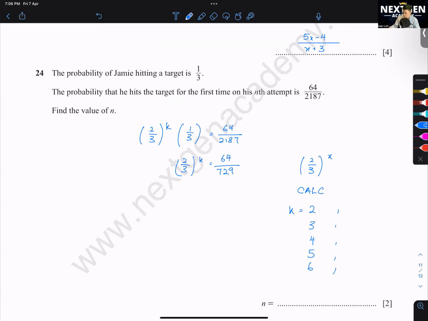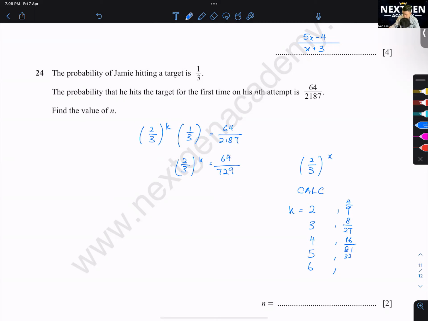Okay, you get 4 over 9. K equals to 3, 8 over 27. Okay, K equals to 4. Okay, you don't have to keep testing. You don't have to write down all this working. If you see it's too small, you jump to a bigger value. But anyway, I'll just write down all these values.